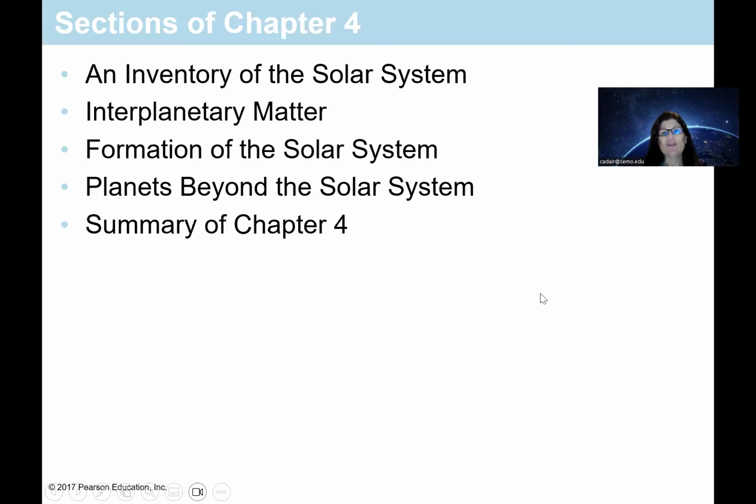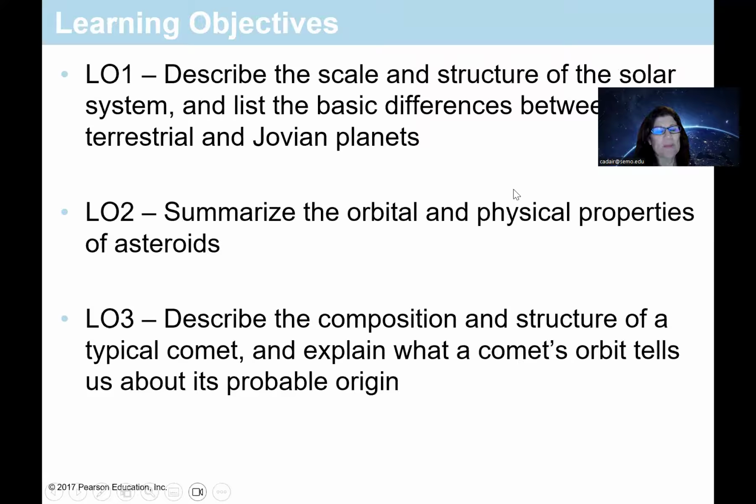So in chapter 4, we're going to talk about an inventory of the solar system. What objects do we have in the solar system? We're going to talk about interplanetary matter, our major theory about the formation of the solar system, and then planets that we've discovered outside of the solar system. Here are our learning objectives, and when you read the book, you should skim those a little bit.